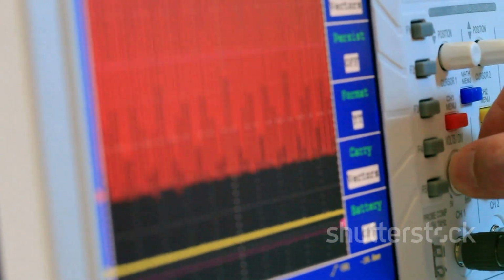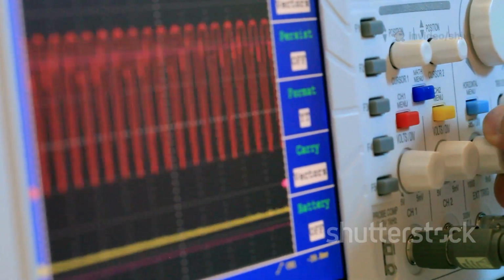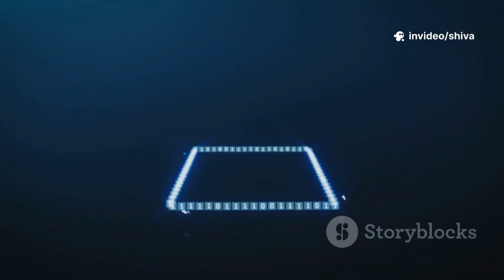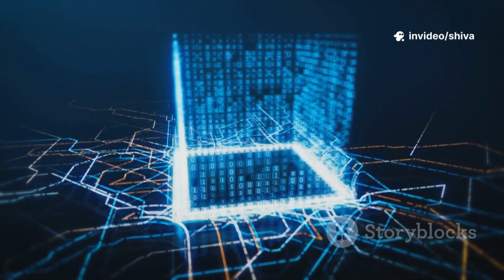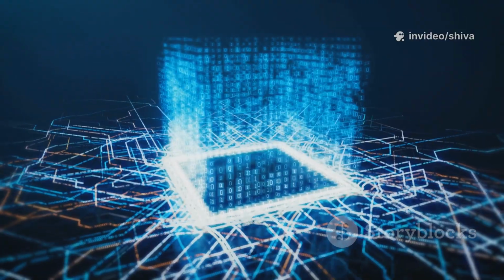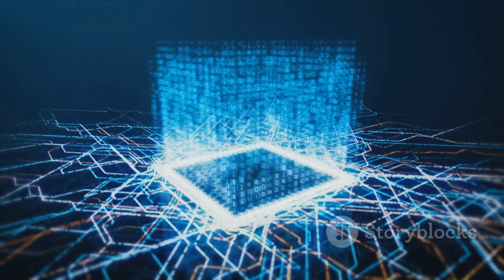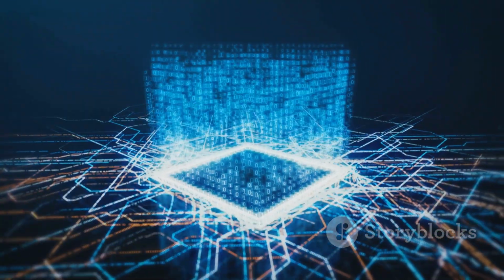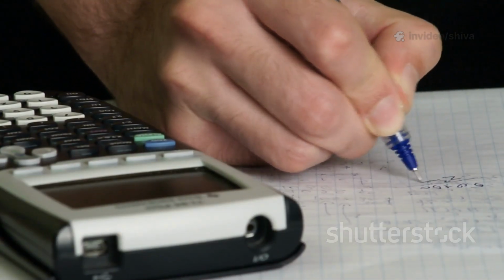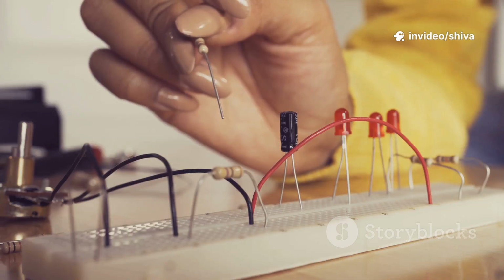The XOR gate calculates the sum. 0 plus 0 is 0, 1 plus 0 is 1, 0 plus 1 is 1, and 1 plus 1 is 0. The AND gate calculates the carry. 1 plus 1 gives a carry of 1. All other combinations give 0. It's simple binary addition. But wait, what if we're adding bigger numbers and already have a carry from the previous column? A half adder isn't enough.